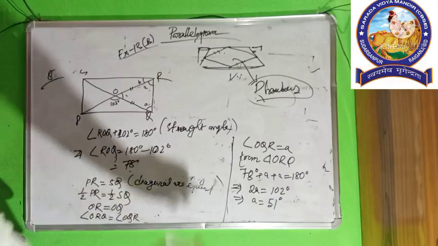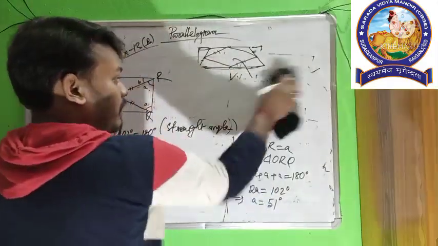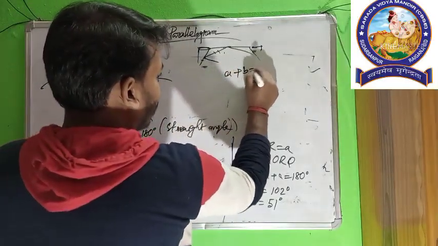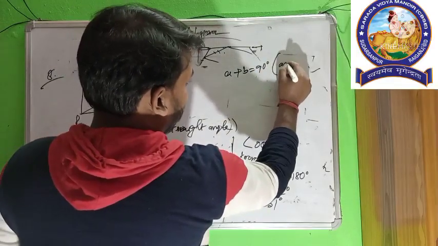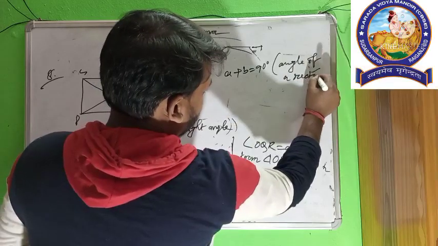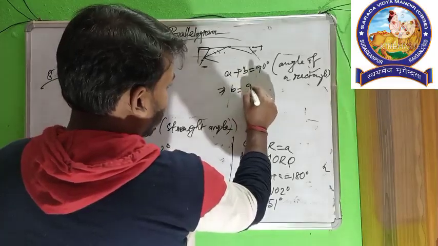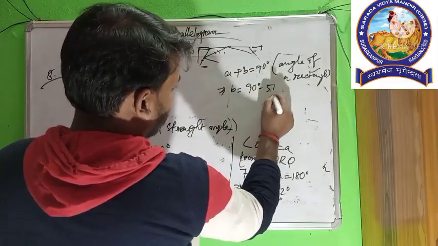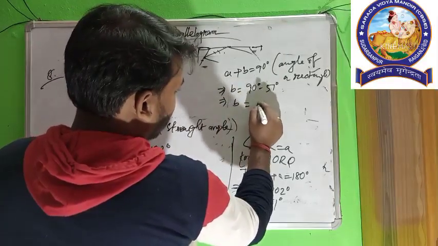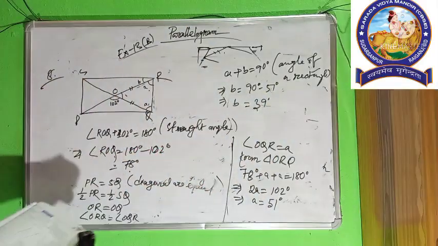And a plus b. There is no space below, so I solve here. So a plus b equals 90 degrees, because it is an angle of a rectangle. This implies b equals 90 minus 51 degrees, that means 39 degrees. Okay.